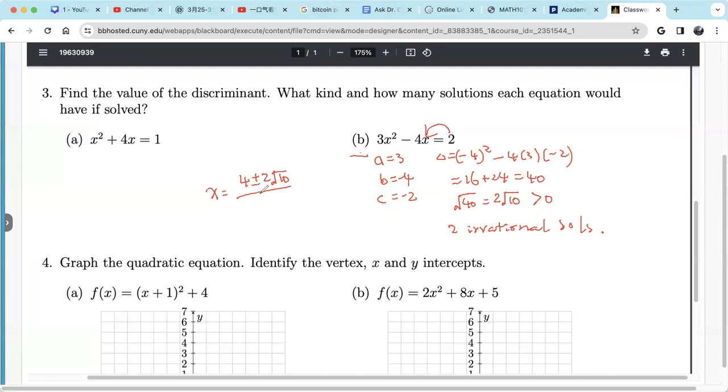Excuse me. Divided by 2 times a, 2 times 3. So that's 4 divided by 2 times 3, plus minus 2 radical 10 divided by 2 times 3. Right, 4 divided by 2, that's 2. So that equals 2 over 3 plus minus 2 divided by 2, 1. Square root of 10 divided by 3. So two irrational solutions.